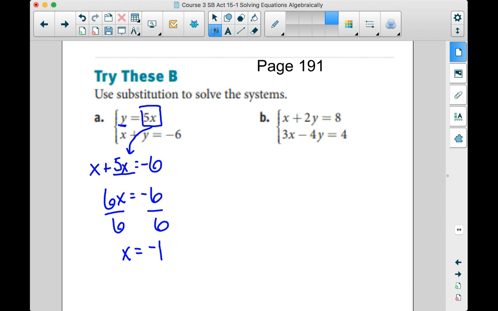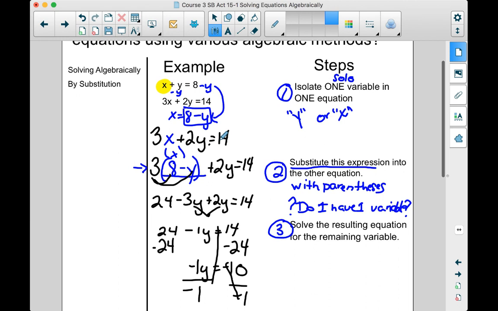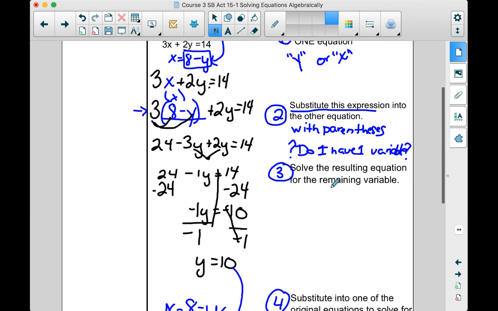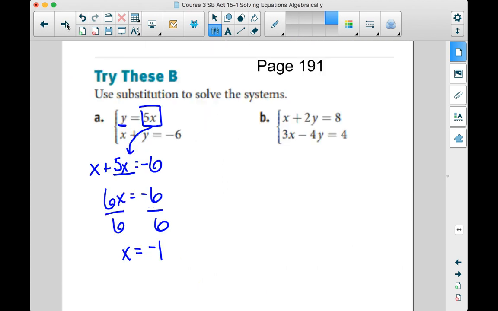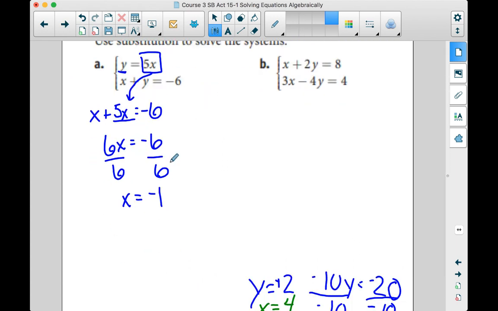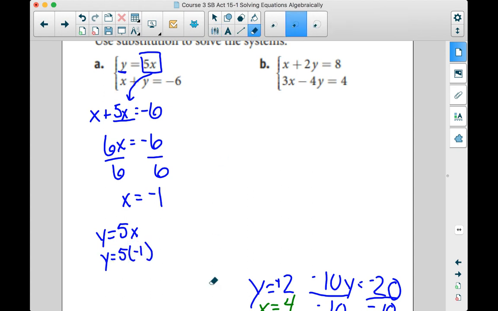From here, I know that x equals negative 1. If I go back to my steps, substitute with that, did that, solve for the variable, substitute into one of the original equations to solve for the other variable. So now I'm going to go back up and substitute this value in for x. So y equals 5 times x. So in other words, y equals 5 times negative 1. So much going on over here.